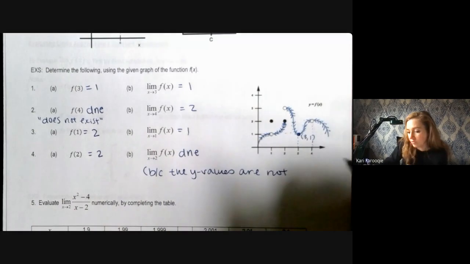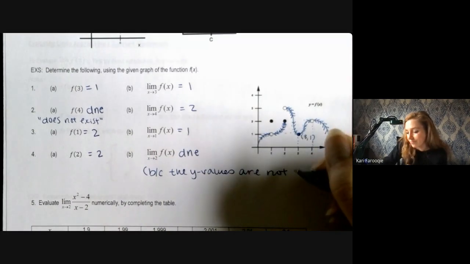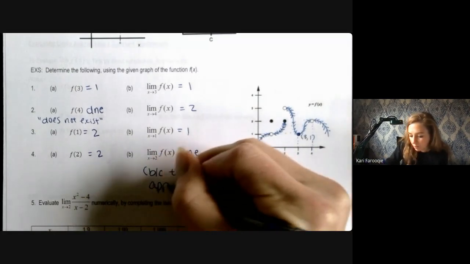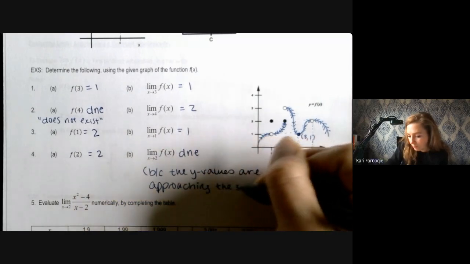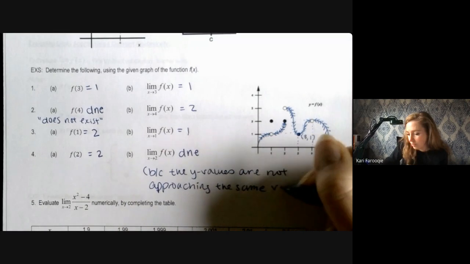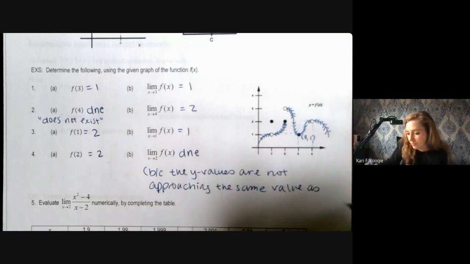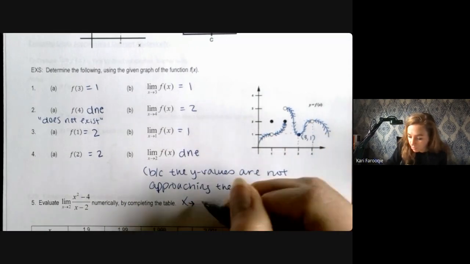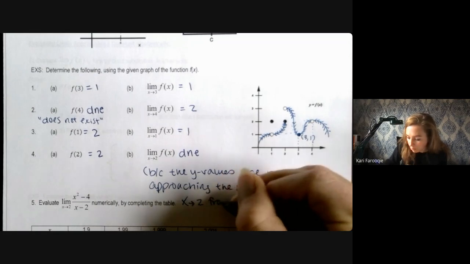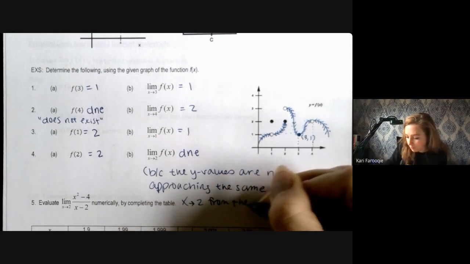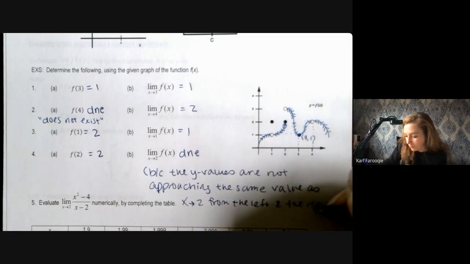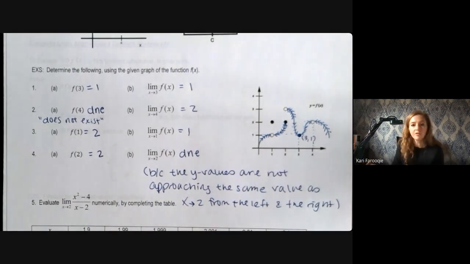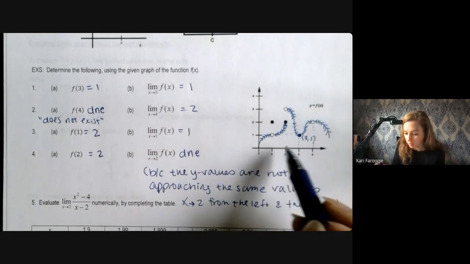Because the y values are not, I'm going to say, approaching the same value as x approaches 2 from the left and the right. So as we approach 2 from the left, the y values were approaching 2.